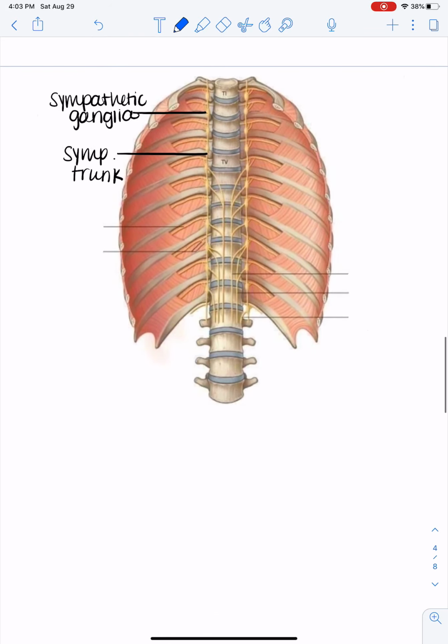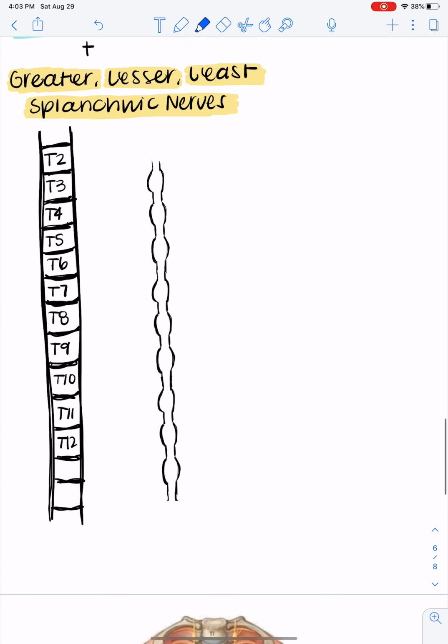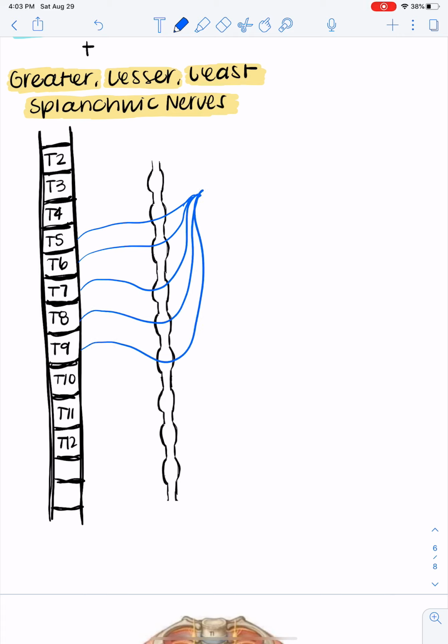So now lastly, we're going to talk about the sympathetic trunk. The sympathetic trunk you will see on both sides of the vertebral column. And the greater splanchnic nerves arise from T5, T6, T7, T8, and T9. And that makes the greater splanchnic nerves. And note that these nerves do not synapse on the sympathetic trunk.